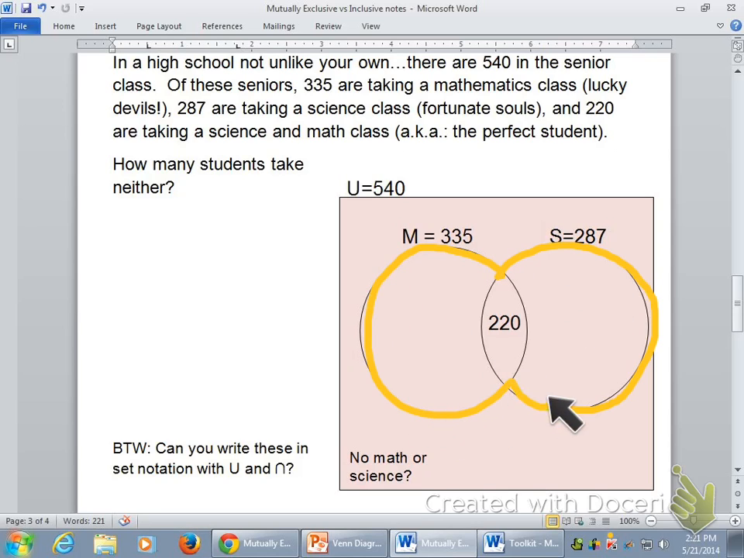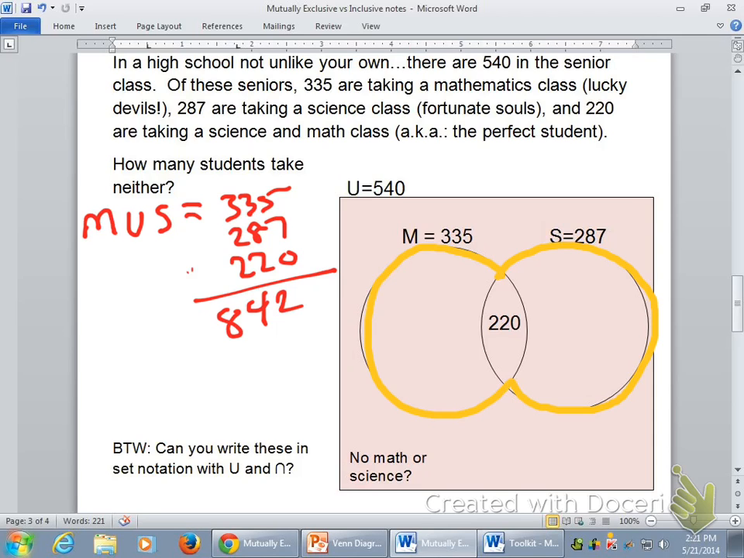Now notice where I drew the yellow. So I want to know how many people are in math or science. That looks like math or science. How many people are in math or science? What's it tempting to say? It's tempting to say there are 335 people in math, 287 people in science. Is that right? And some people might even say the 220. But what happens when you add that up? Right. This gives us 842, and that can't possibly be true because there's only 540 people in the whole school. So something's wrong.